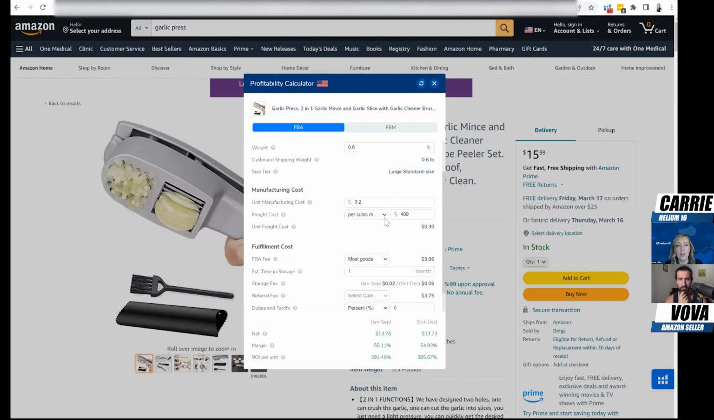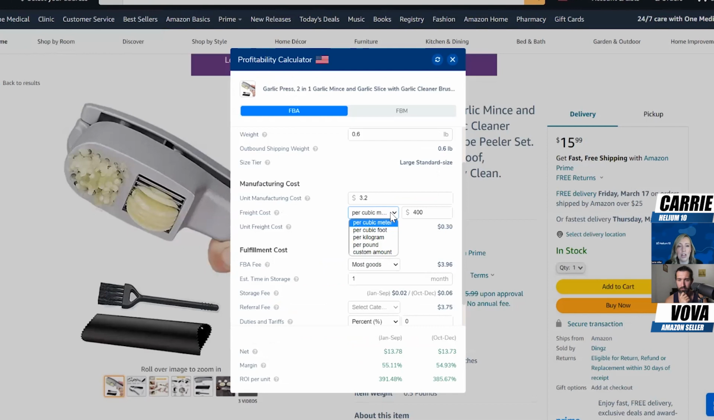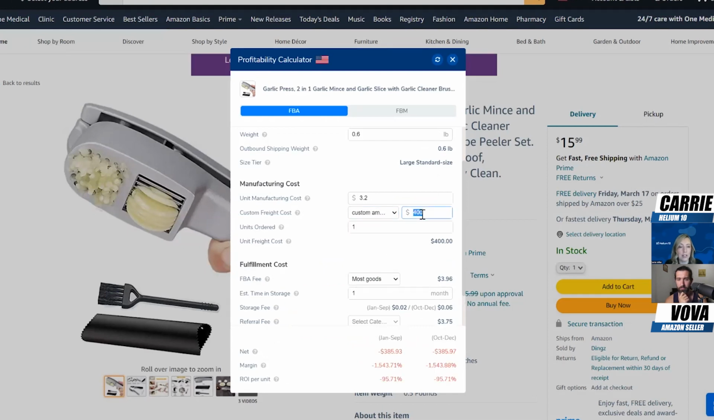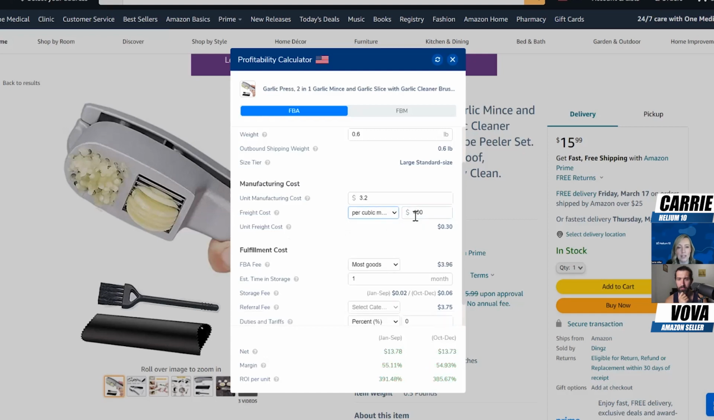Freight cost. This is something that I usually get from my freight forwarder, but if you're air shipping, it's going to be more expensive, obviously. I usually do an entire container, which would be like $3,000 or so, I think is what they're going for right now. But you can do it per cubic meter, whatever it is, and you can calculate.